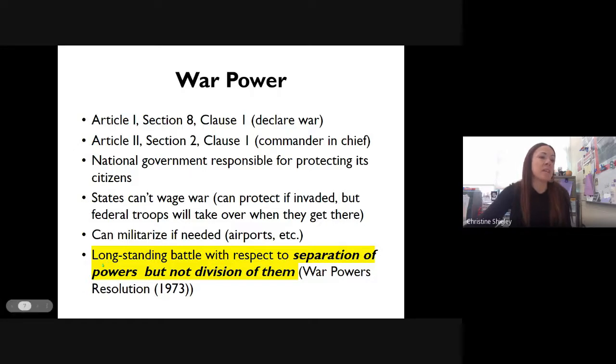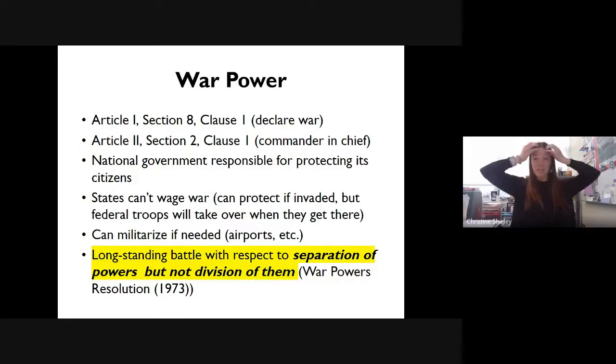Now, this is like the war power. There has been a very, very long-standing battle with respect to how power is separated, but not how power is divided here. What I mean is Congress and the president fight a lot about war power. The War Powers Resolution was written in 1973 that basically took back power to Congress that they felt the president had sort of taken advantage of.